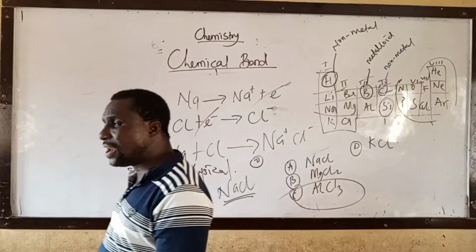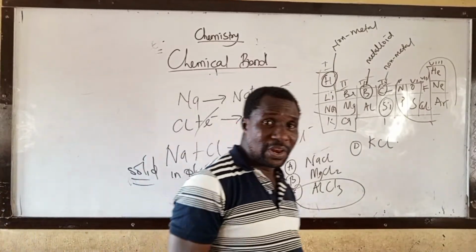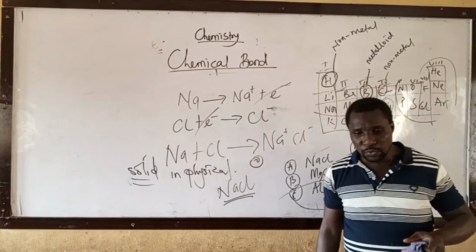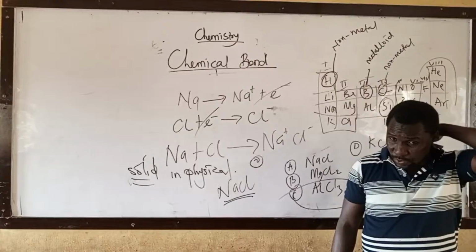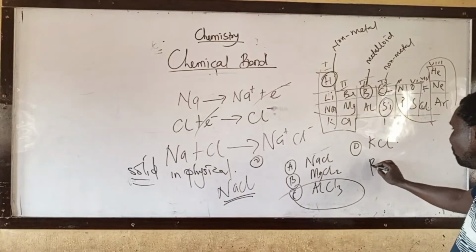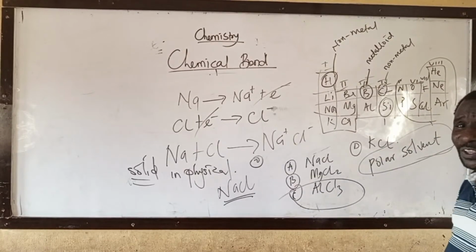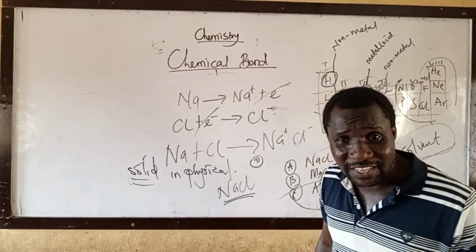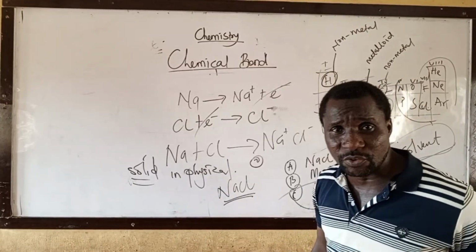they are soluble in polar solvents. An example of a polar solvent is water. They are soluble in polar solvent, such as what? Water. Class, if they ask you, for example, what is a polar solvent? That is there in your past question, but when you see it, you will be struggling with polar solvent. What is the meaning of polar solvent?